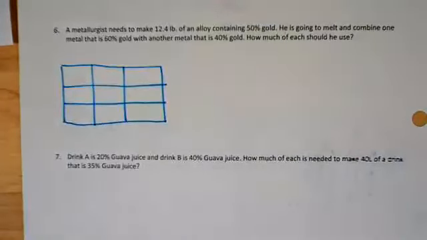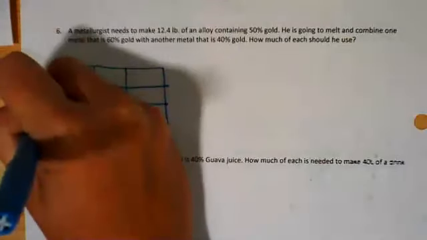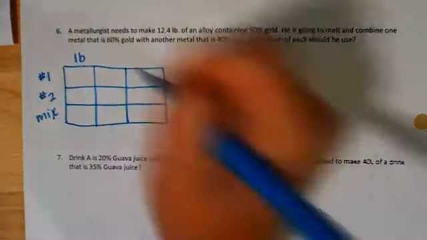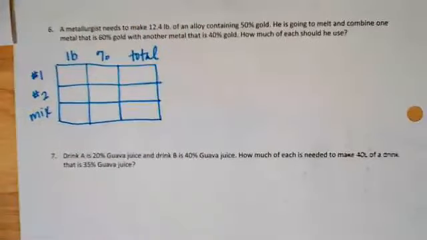A metallurgist needs to make 12.4 pounds of an alloy containing 50% gold. He's going to melt and combine one metal that is 60% gold with another metal that is 40% gold. How much of each should he use? I don't have names like the Indonesian and the Thai cinnamon like I did before, but I know that I am using 2 different types of gold. So I'm just going to call it gold number 1 and gold number 2 that are being mixed together to give me that alloy. And I can also see that I have pounds as well as a percentage of how much metal they are to give me my total.